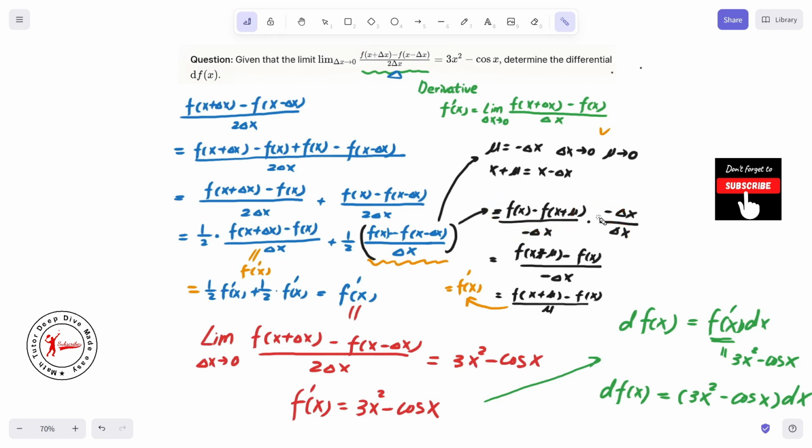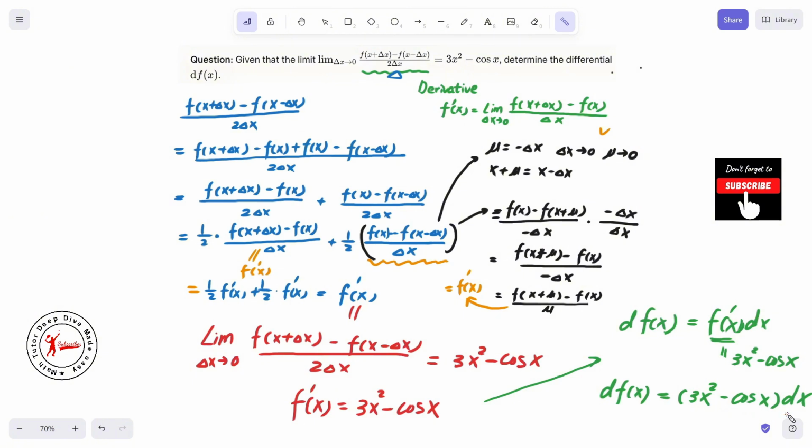To make sure, let's think about what would happen if the denominator were different, like in your original problem, where it was f of x minus f of x minus 2 delta x divided by delta x, which gave 2 times f prime. Here, the 2 delta x in the denominator and the symmetric points balanced out to give f prime directly. So, we're confident that f prime of x equals 3x squared minus the cosine of x, and the differential follows naturally. Final answer: the differential of f of x is 3x squared minus the cosine of x times dx.